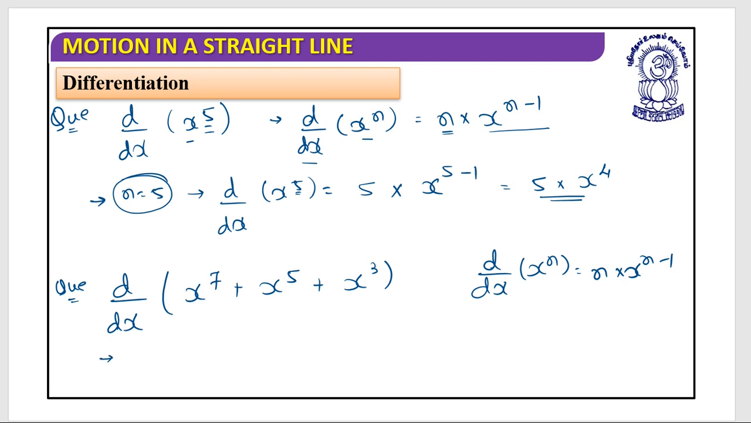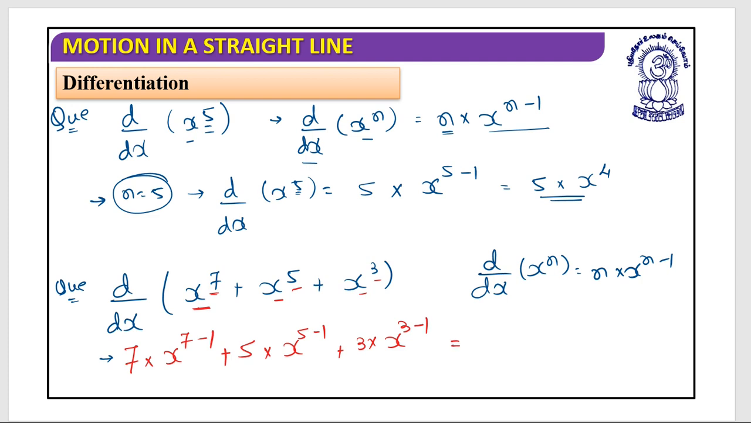How could I do this? First, the power of x to the power 7 would be multiplied. 7 multiplied, and the power would be lesser by 1. So this is x to the power 7 minus 1. Can you do it? Are you sure? Okay. Next, plus x to the power 5. So the power would be multiplied. This is 5 multiplied by x to the power 5 minus 1, plus x cube. This is 3 multiplied by x to the power 3 minus 1.